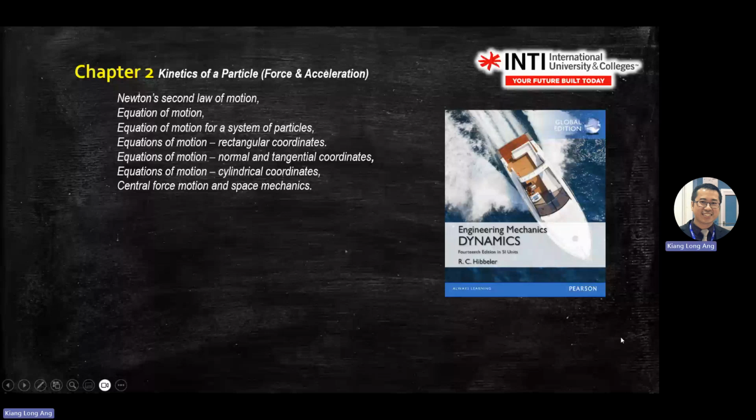Okay, today we look into chapter 2. We start by looking at one equation only, which is the kinetics of particles: force and acceleration. In this chapter, we will look at F equals ma, where all the forces equal all the mass times acceleration. Today, the whole of chapter 2 will only look at this equation.